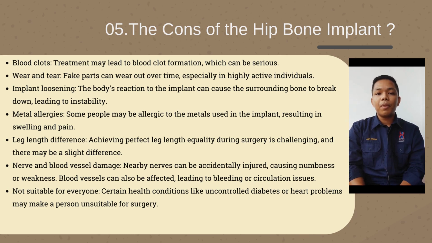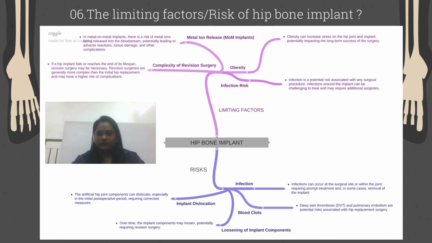Metal allergies. Some people may be allergic to the metal used in the implant, which could cause swelling and pain. Leg length difference, alignment problem. Getting perfect equality in leg length during surgery is hard to do, and there might be a small difference. Nerve and blood vessel damage, nerve injury and vascular damage. Nerves can be accidentally hurt during surgery, leaving the affected leg numb or weak. Bleeding or problem with blood flow.